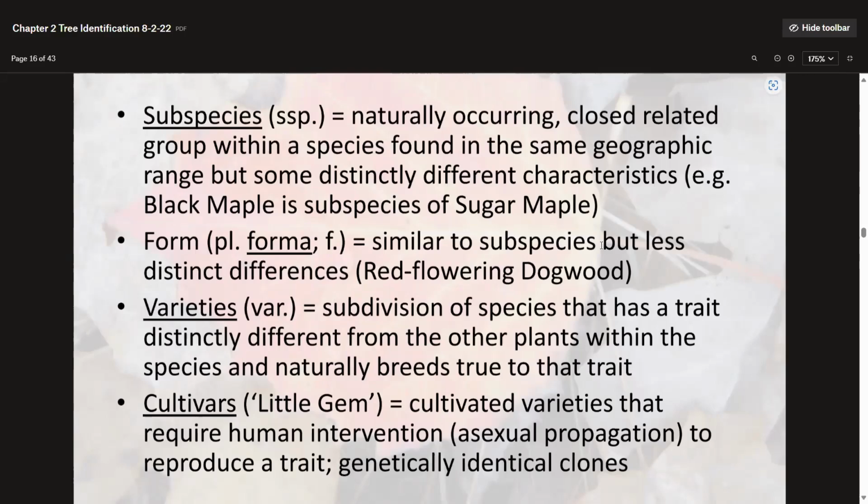I hope. So if not, let me know. But that's basically what you're dealing with, okay? It's within a range and within a geographic area for the subspecies.